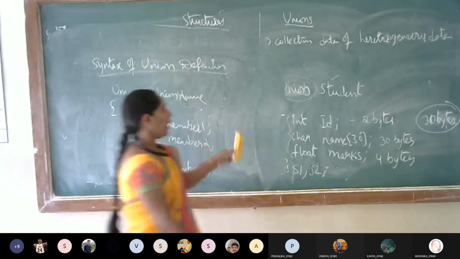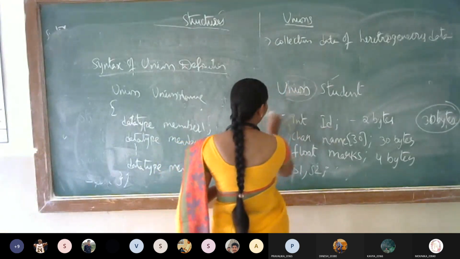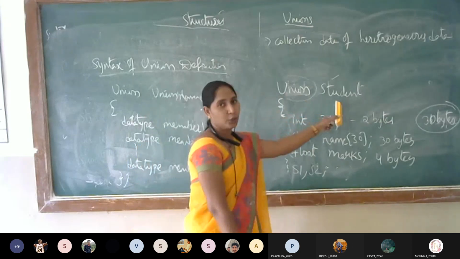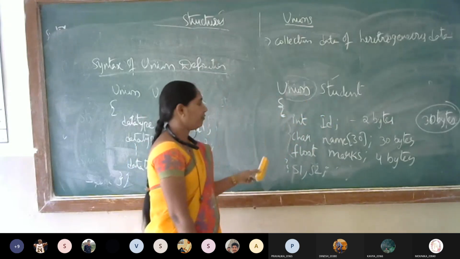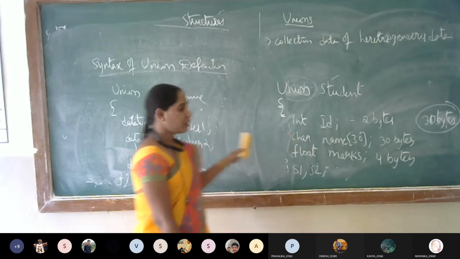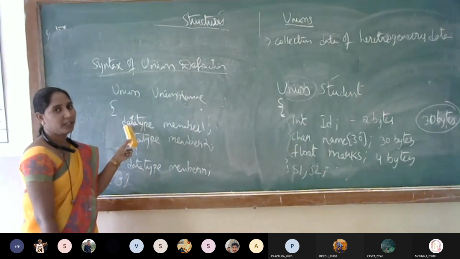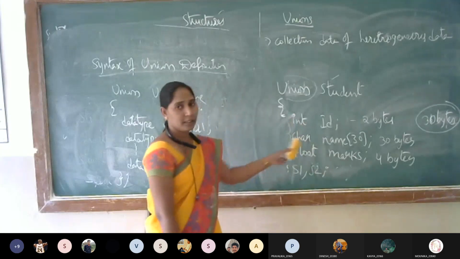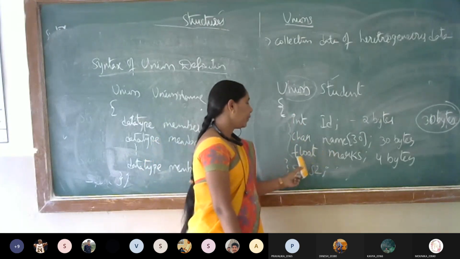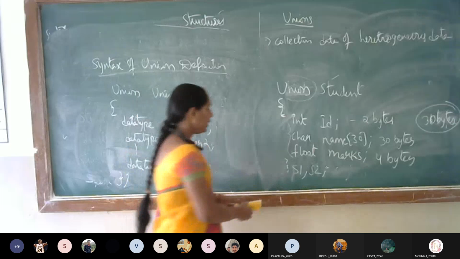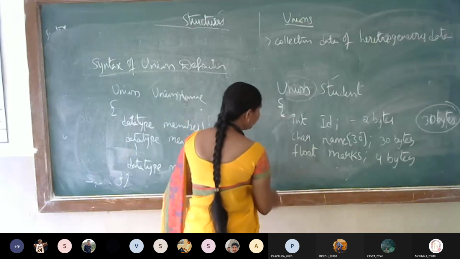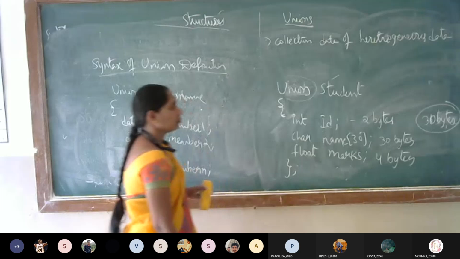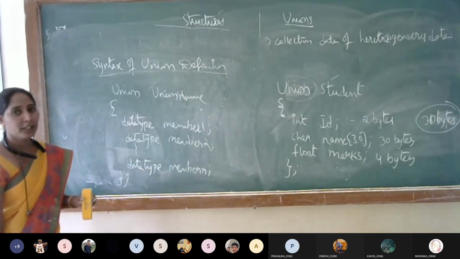So, one of the examples I have taken is defining the union for student. Okay, so union name is student, start with opening flower braces, specify first member. First member should be specified with the data type. So, I have given int type, int id, char name of size 30, then float mark. Then finally terminate that with semicolon. This is the example of definition of this particular union.